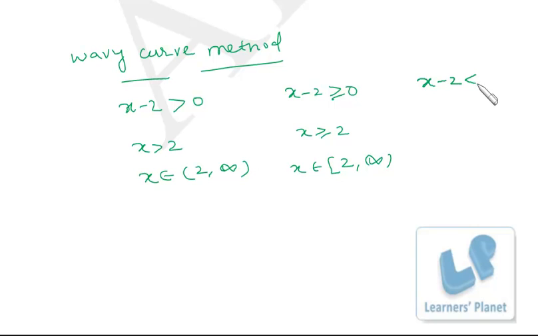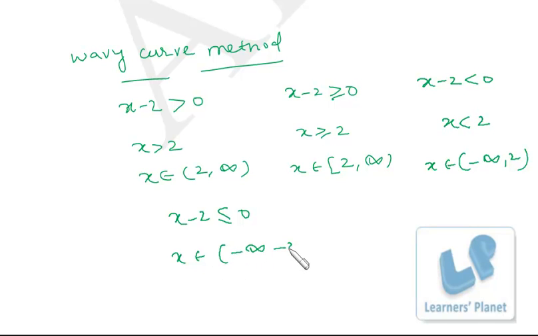Similarly, if x minus 2 is less than 0, that means x is less than 2, so x belongs to (minus infinity, 2). Again, we put a round bracket because 2 is not at all included. That means x is the set of numbers which are less than 2. Similarly, if x minus 2 is less than or equal to 0, then x belongs to (minus infinity, 2], with a square bracket. In this case, 2 is also included. So when we have just one expression, it can be easily solved like this.